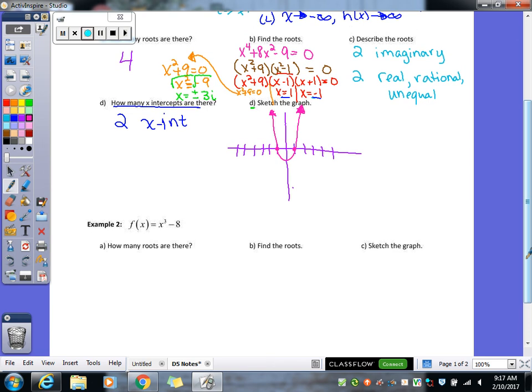Now, if you wanted to, you could take a look in your calculator, and your calculator is actually going to show you the same exact kind of picture.